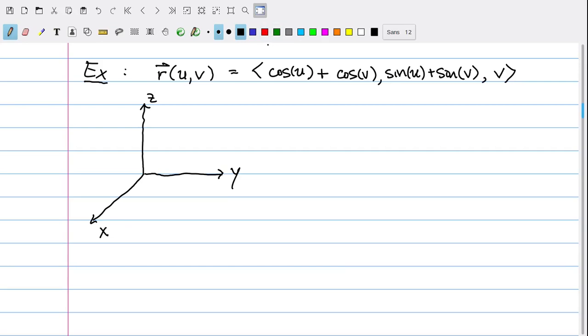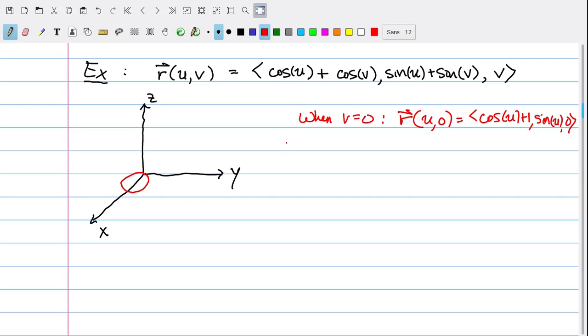But what I can do here is choose maybe a specific value of v, such as v equals 0, and see what u does for that fixed value of z. So when v is equal to 0, I get this equation of a certain curve on my surface. This curve is given by r of u, 0 equals cosine u plus 1, sine u, and 0. And this is actually a parametric equation describing a circle in the xy plane. It's not a circle centered at the origin, but it's a circle centered at the point (1, 0) of radius 1. So let me draw that circle in here like this.